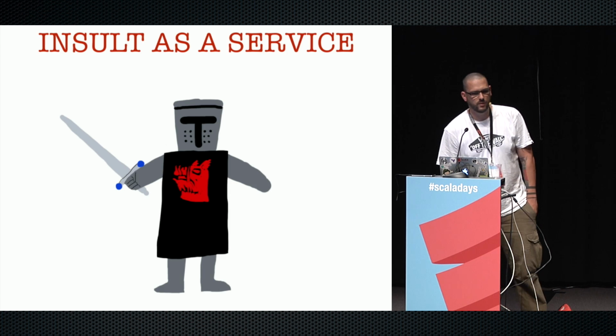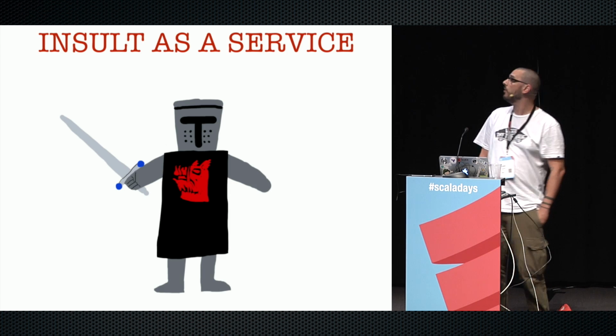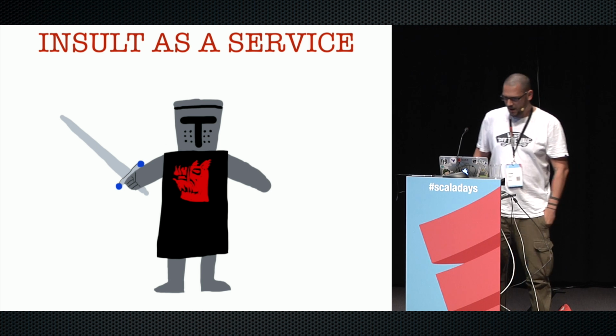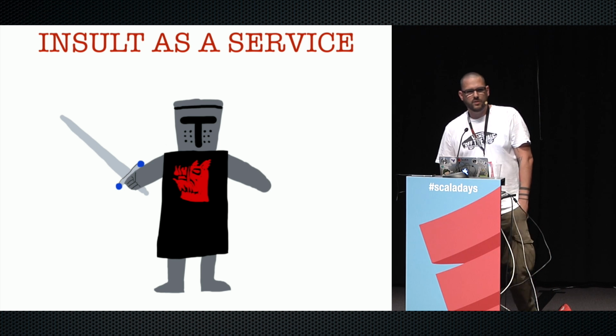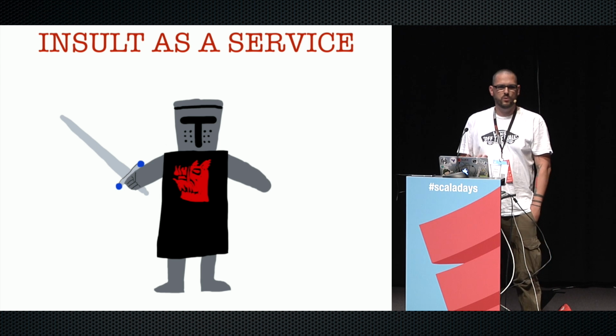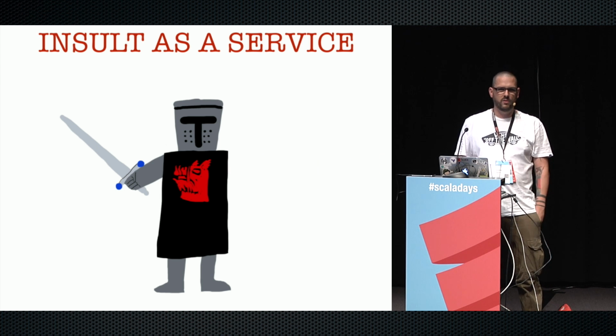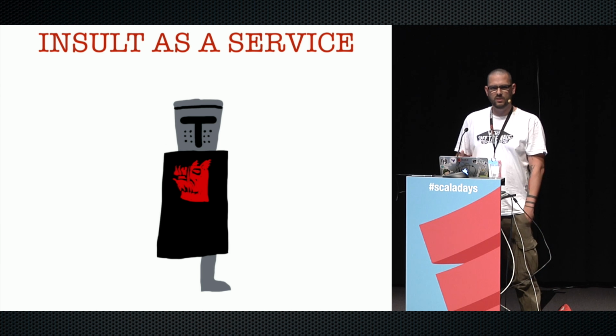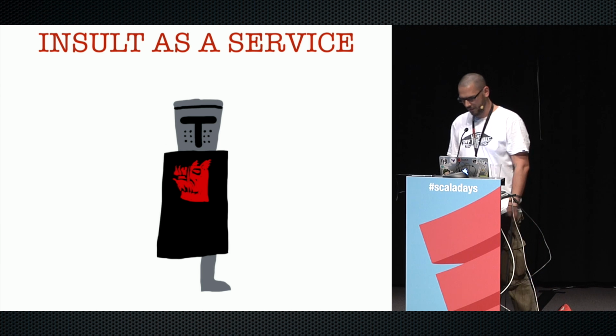Let's do a little service that we call insult as a service. So we want this guy to keep insulting us for as long as possible. Maybe some of you know him. Now the thing is, this guy fulfills a nice property which we call responsive, which means even if we take away part of his system, he's still going to be able to insult us to the very end.